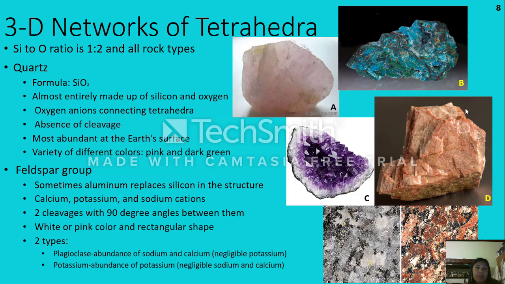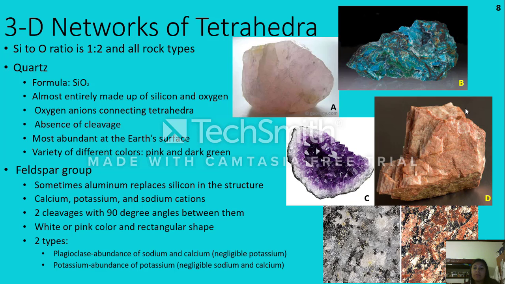Feldspars are split up into two types, plagioclase and potassium. Plagioclase minerals have an abundance of sodium and calcium and negligible potassium, while potassium minerals are the opposite by having an abundance of potassium and negligible calcium and sodium. Feldspars make the biggest portion of minerals on Earth, so we see them probably the most in our daily lives.